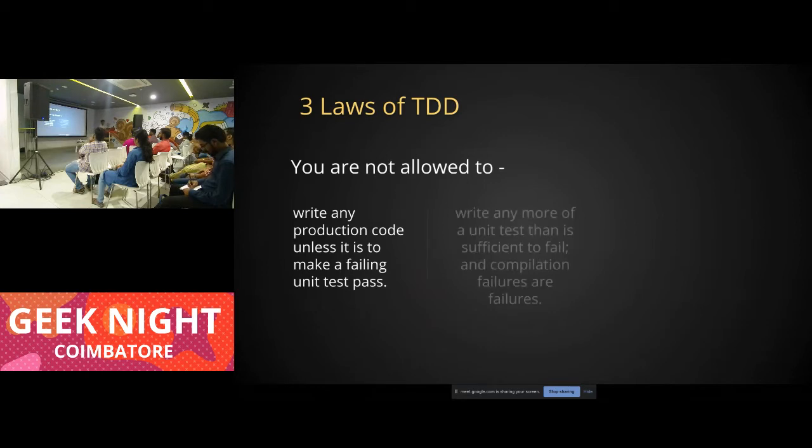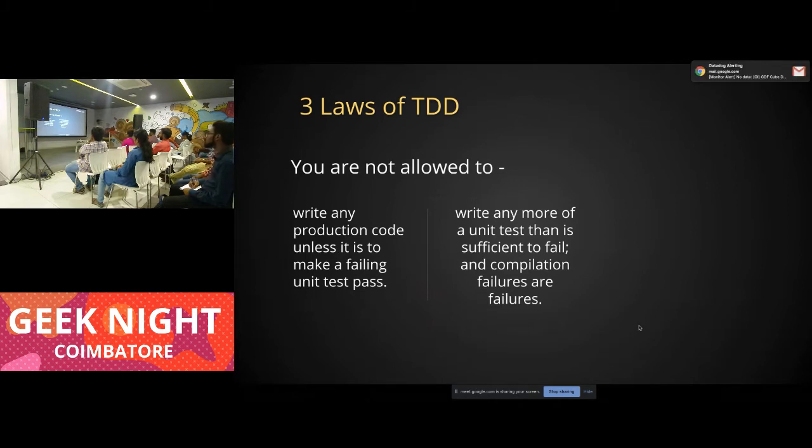And the second law is you are not allowed to write any more of a unit test than is sufficient to fail. So while writing tests also, we will write only what is sufficient to fail. We will not write every condition at a stretch and then try to fix all the tests at a stretch. So this is the second law of TDD.